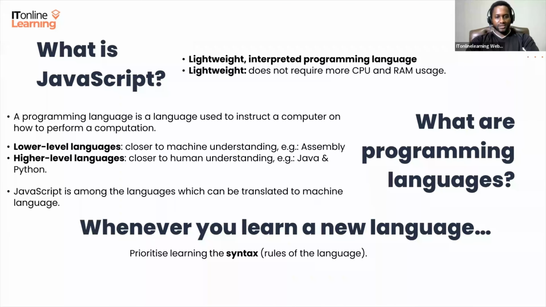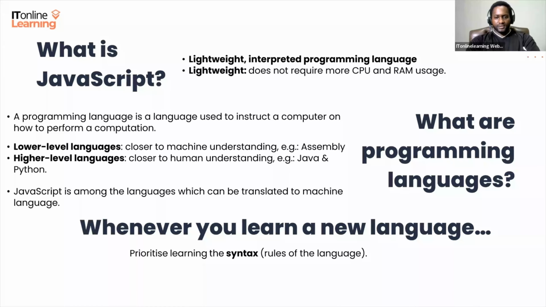So what is JavaScript? JavaScript is a lightweight interpreted programming language. When we say lightweight programming language, we mean a language that doesn't require more CPU or RAM usage. This means that for one to start learning JavaScript, you do not need to have the most expensive computers because JavaScript can run in any machine, even with minimum requirements.